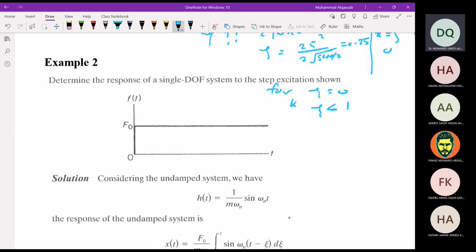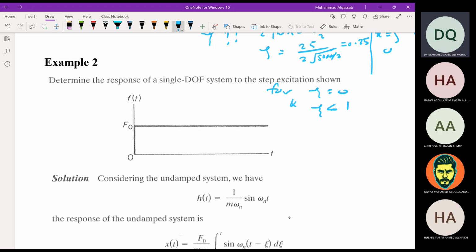And initial conditions are 0. Then the solution of this differential equation consists of two parts. So x equals the homogeneous part plus the particular part. The homogeneous, you can refer to chapter 2. This will be a sine omega n t plus b cosine omega n t.